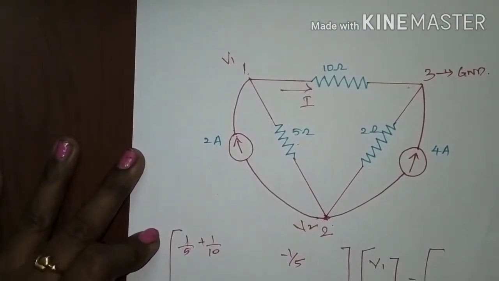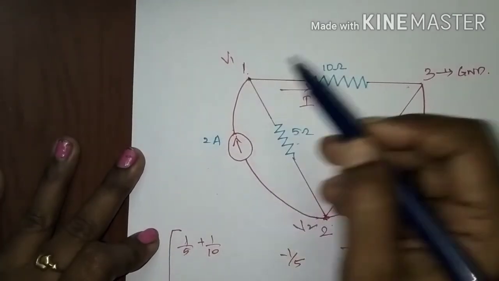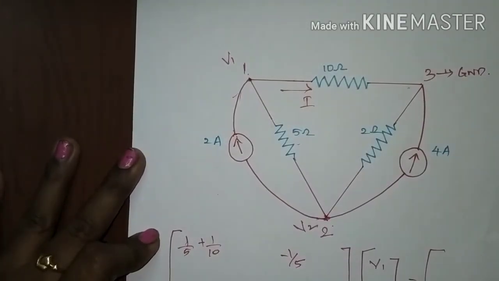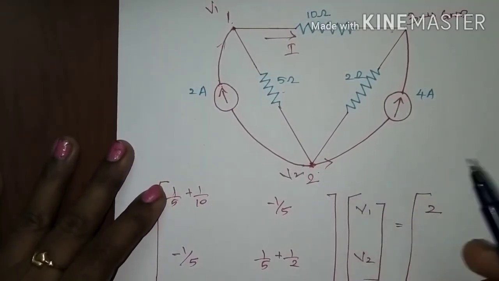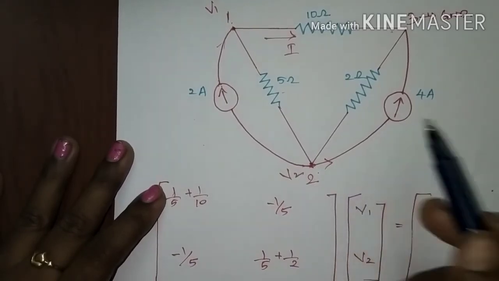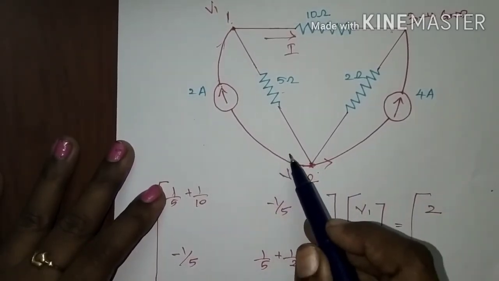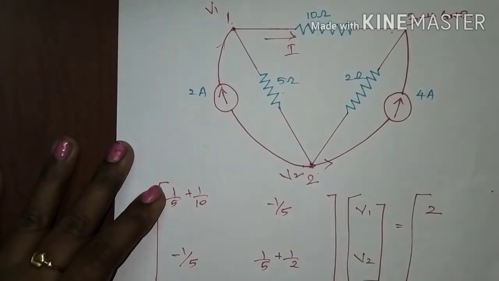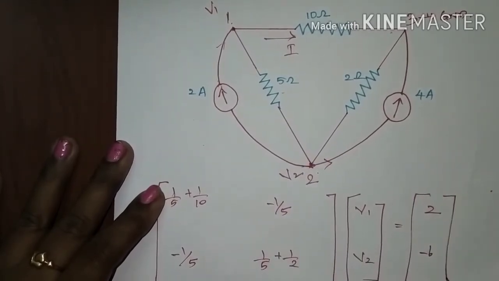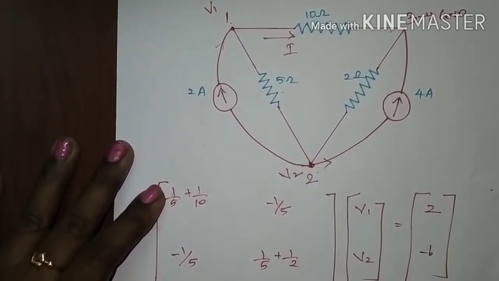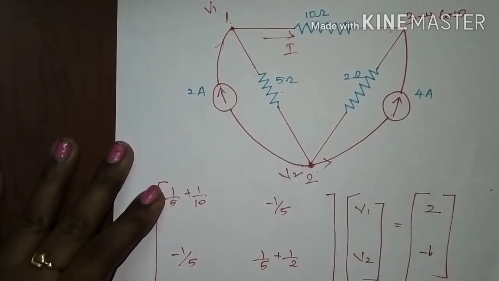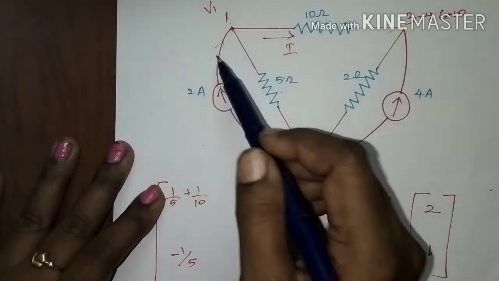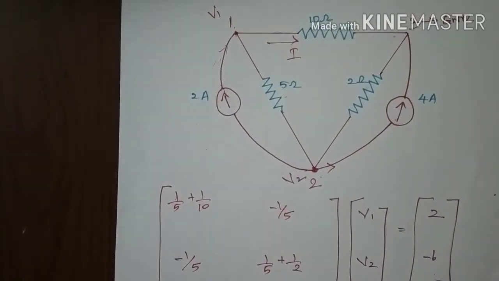This is equal to, here in the first node the current is entering, right? The current is entering, so it is positive 2. In the second node the current is leaving, right? 4 amps is leaving here, and 2 amps is also leaving here. So 4 plus 2, minus 6. In this node, apply KCL. The currents leaving are 4 and 2, so 4 plus 2 is equal to minus 6. Here the current entering is 2, so it is positive 2.